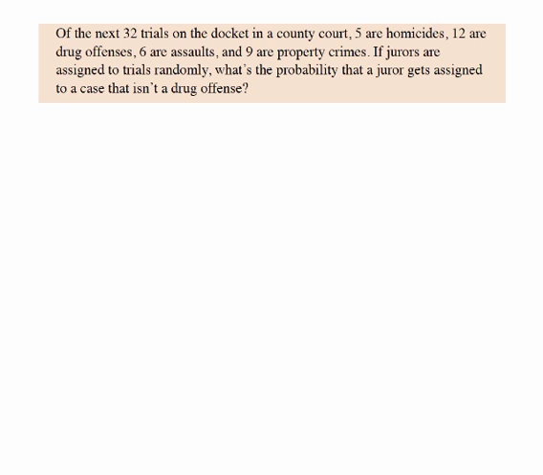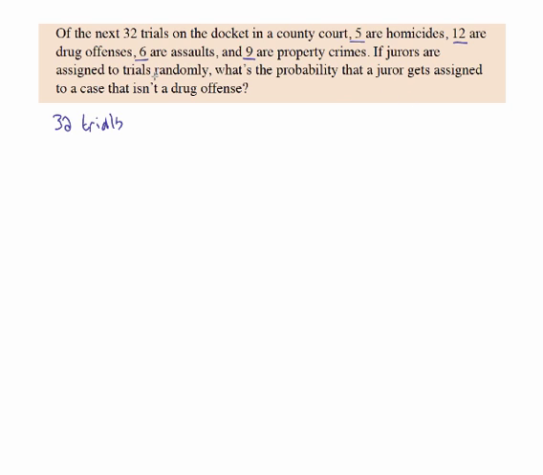Here's a probability situation where instead of writing out a specific sample space, we're given information that allows us to decide how many outcomes satisfy certain events. The first thing that we're told is we're looking at the next 32 trials coming up. And they're then divided into categories based on offense: 5 homicides, 12 drug offenses, 6 assaults, 9 property crimes.